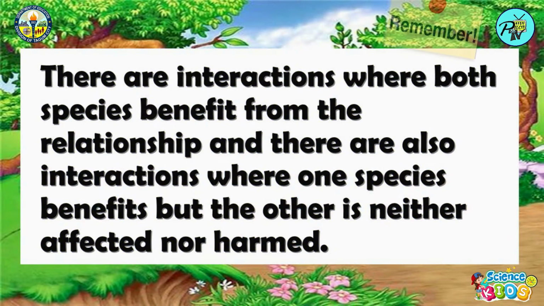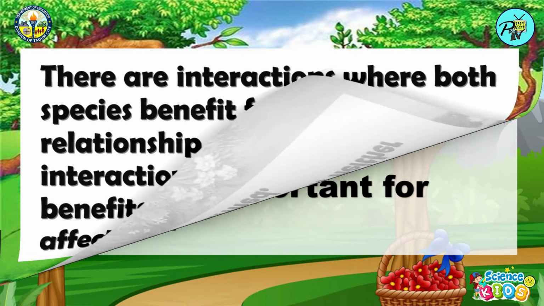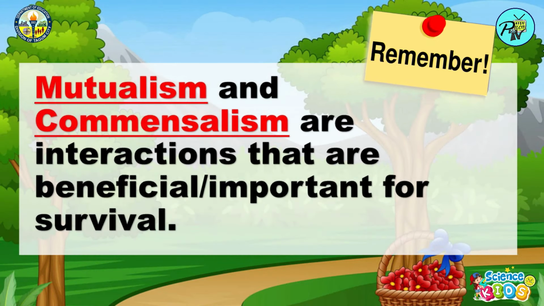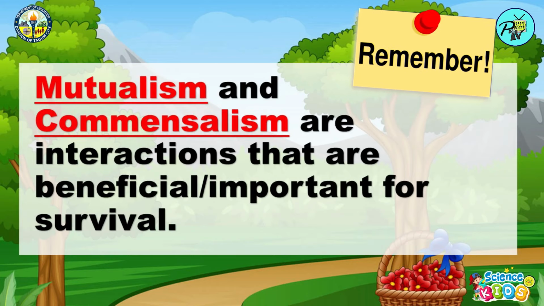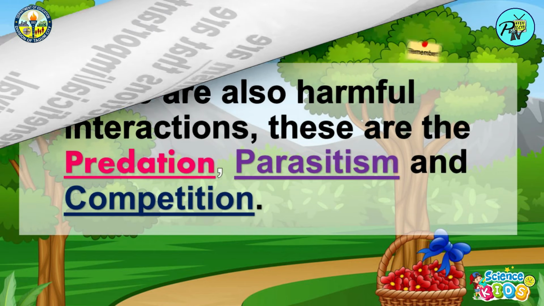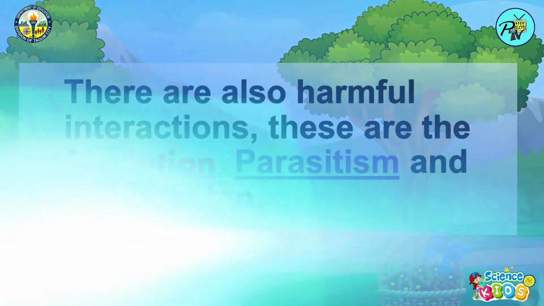There are interactions where both species benefit from the relationship, and there are also interactions where one species benefits while the other is neither affected nor harmed. Mutualism and commensalism are interactions that are beneficial or important for survival. There are also harmful interactions. These are predation, parasitism, and competition.